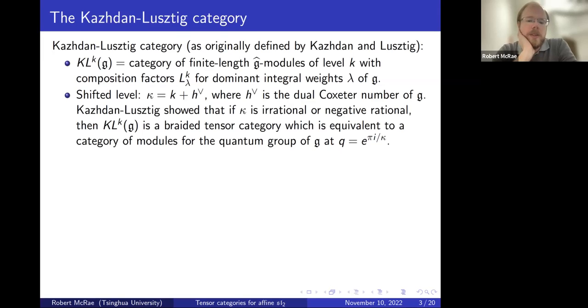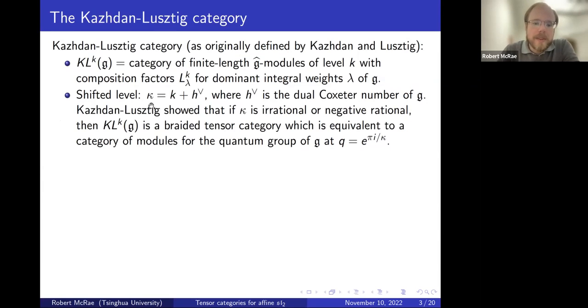With the definition of Weyl modules, we can define the Kazhdan-Lusztig category the way that Kazhdan and Lusztig originally defined it in their first paper on affine Lie algebra tensor categories, I should say. They defined this category to be all finite length G hat modules of level k whose composition factors come from these L_k(lambda)s. So that's the definition. Different people have different definitions of this category, but this is their definition, so I'm calling it the Kazhdan-Lusztig category.